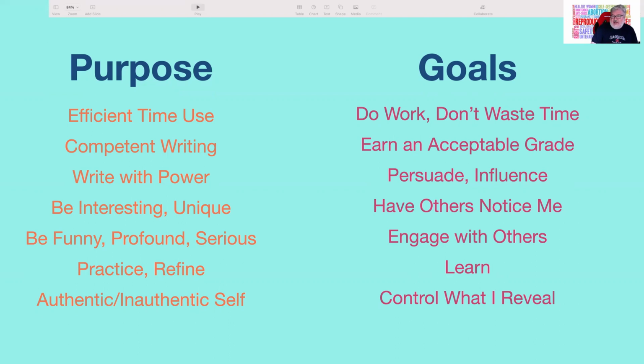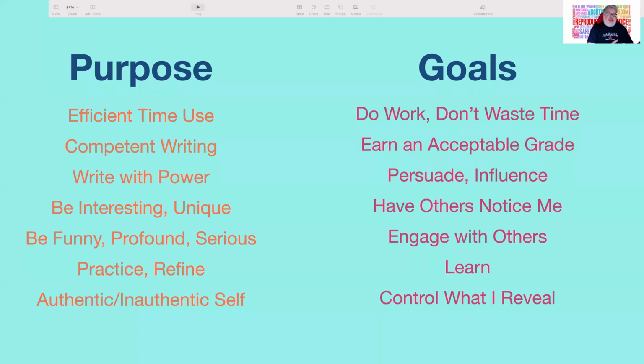Maybe your purposes get a little bit more complex. You want to write with power. You want to have an effect on people, because your goal is to persuade and influence. Maybe your purpose is to be interesting and unique. You want to stand out. You want to write something that other people notice, because you want to have other people notice you.